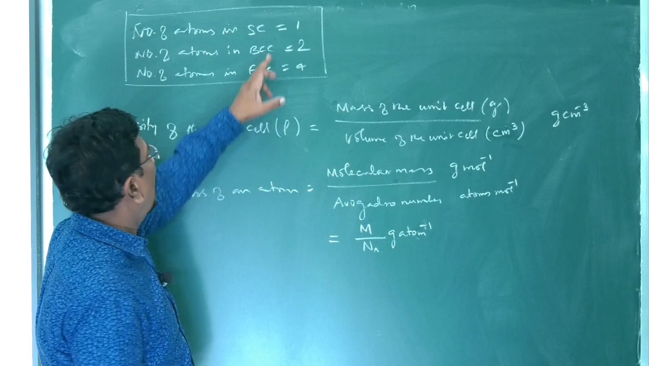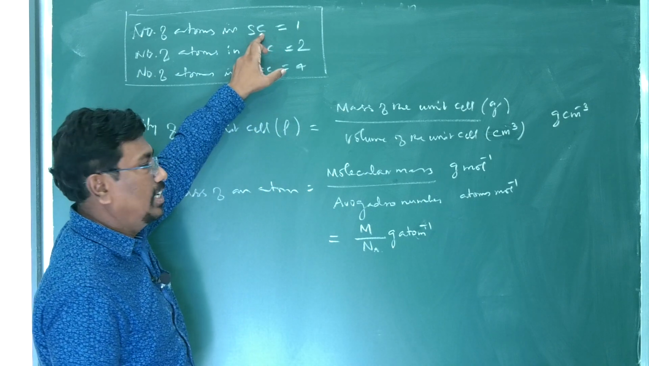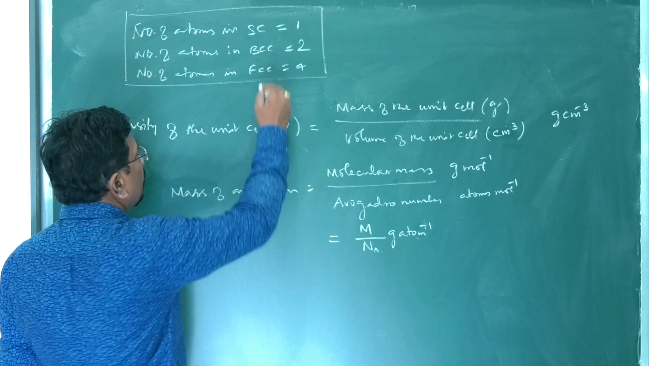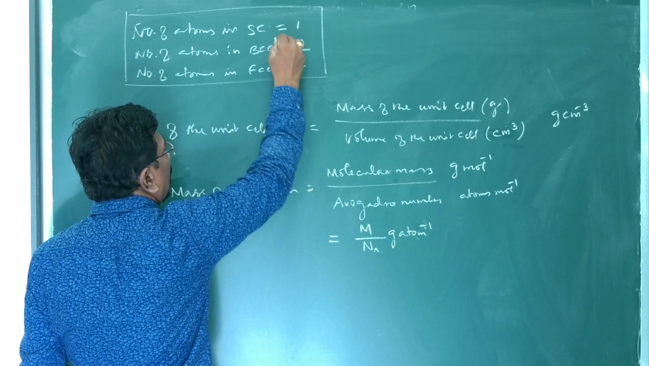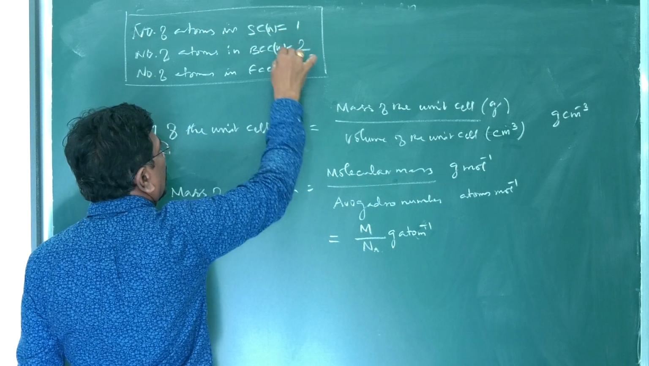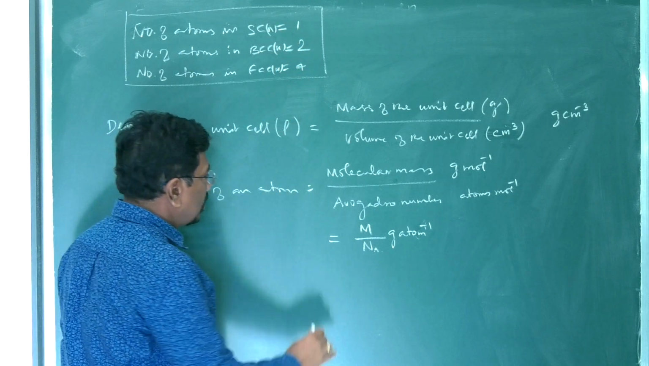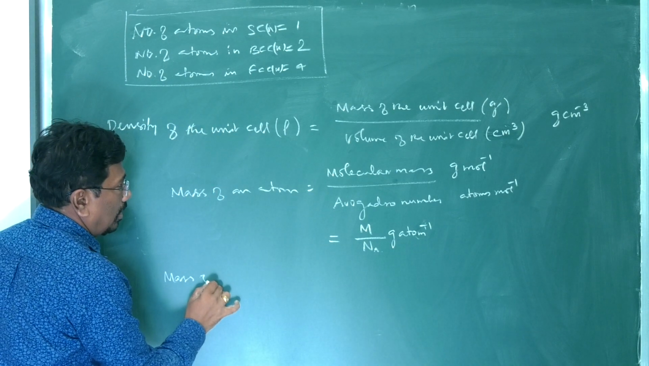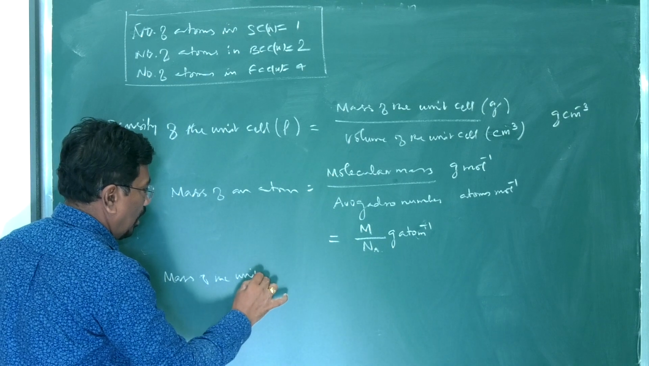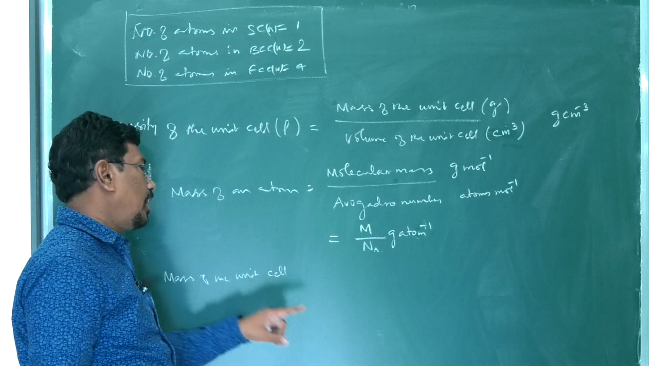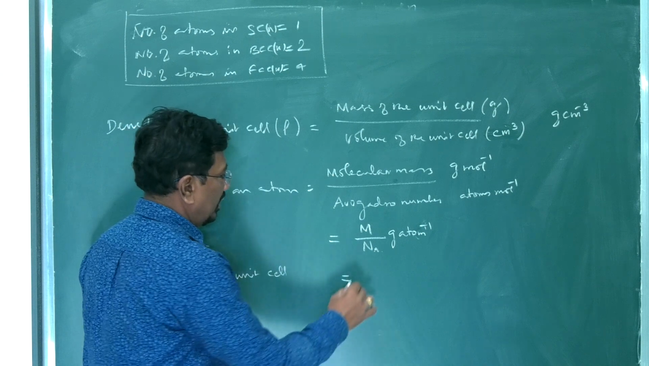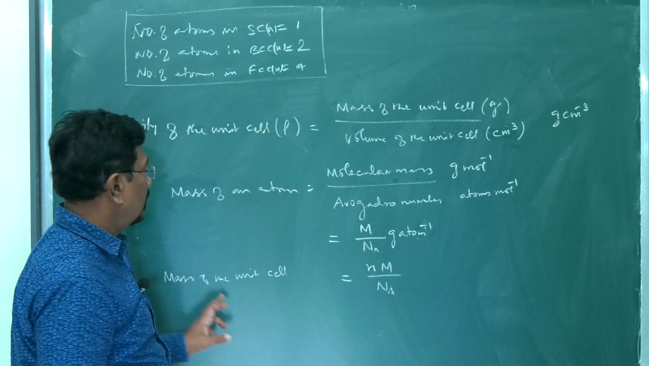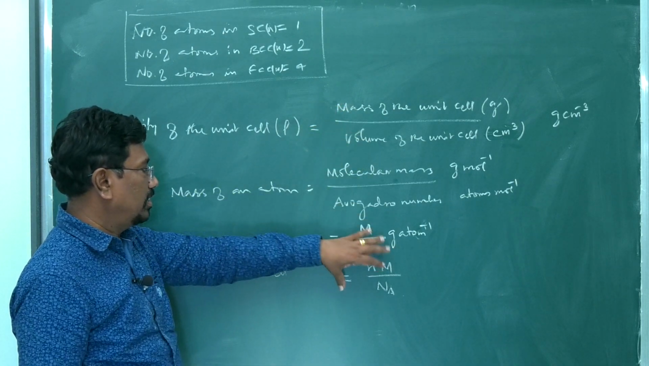Suppose if we have n atoms, it may be 1, 2 or 4. SC means 1, BCC means 2, FCC means 4. n can be 1, n can be 2, n can be 4. So it has to be multiplied by n to get mass of the unit cell. Mass of all the atoms present in the unit cell is nothing but n into M by Na. That is mass of the unit cell, or mass of all the atoms present in the unit cell.